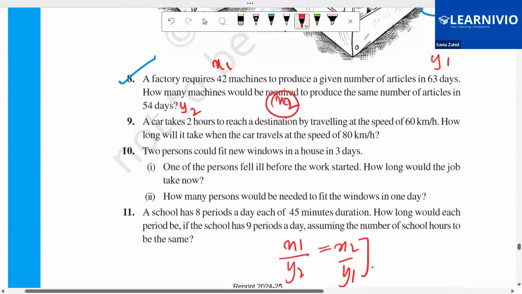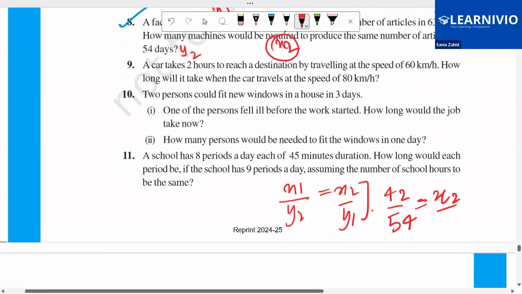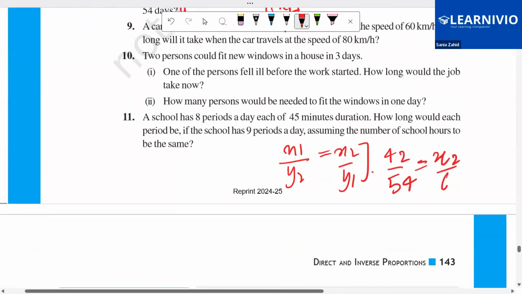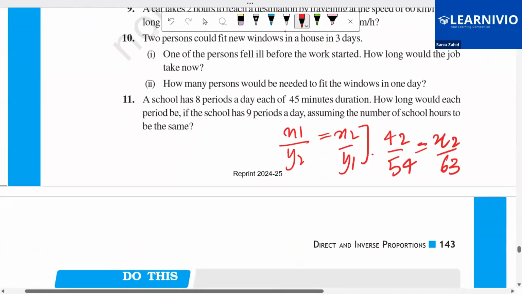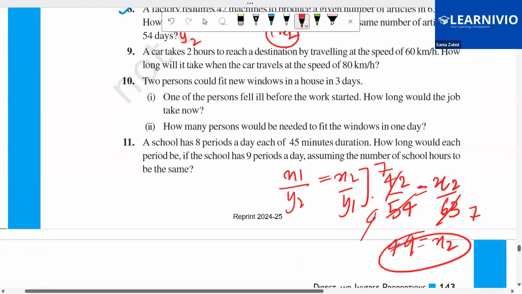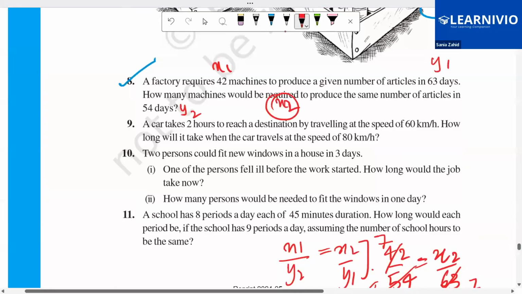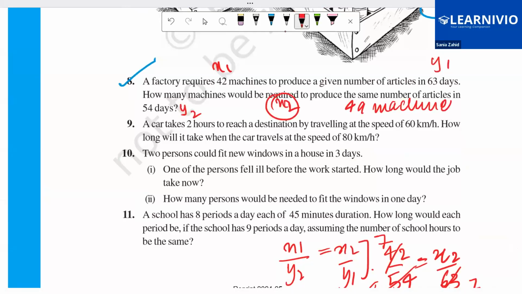Okay. So X1 is 42 by 54 equals X2 by 63. Right. So I get 49. X2 I get 49. Yes, sir. Right? So I need 49 machines. Clear to everybody? Yes, ma'am.